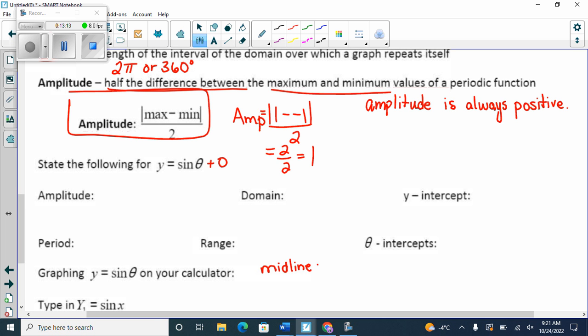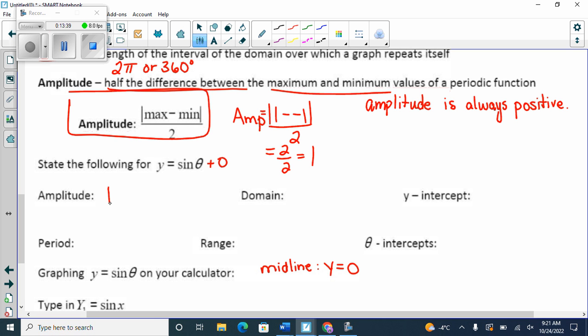So a midline is a horizontal line. Horizontal lines are y equals or x equals lines? Y equals lines. Because the x-axis is y equals 0, the y-axis is x equals 0, right? So all horizontal lines are y equals. So this midline would be at y equals 0. Okay, what was the amplitude of that graph? It was 1. What's the domain of that graph?